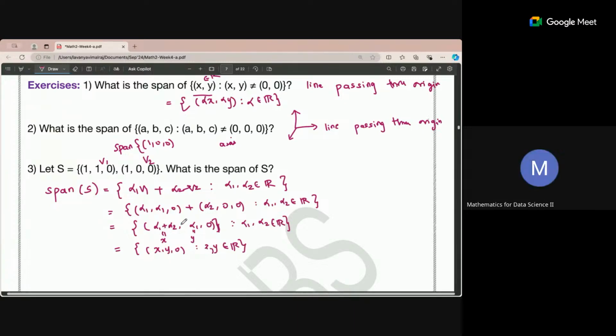Is that fine? So now these two sets are representing the same thing because your alpha 1 and alpha 2 are varying over the entire R. I can simply rewrite this set in this way. So now can you tell what this set is representing? The XY plane. So this set is representing the XY plane.